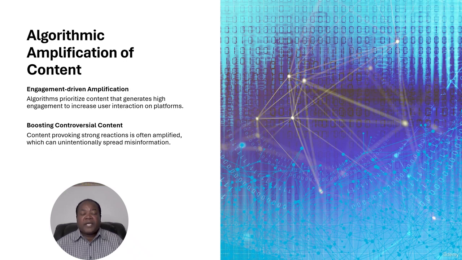Algorithmic amplification of content. Algorithms on social platforms amplify content based on engagement metrics. These can unintentionally boost misleading or harmful content because it often generates strong reactions, increasing its visibility.